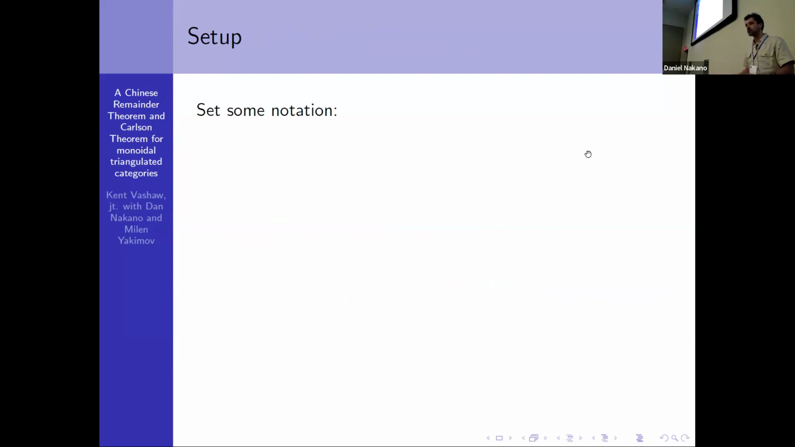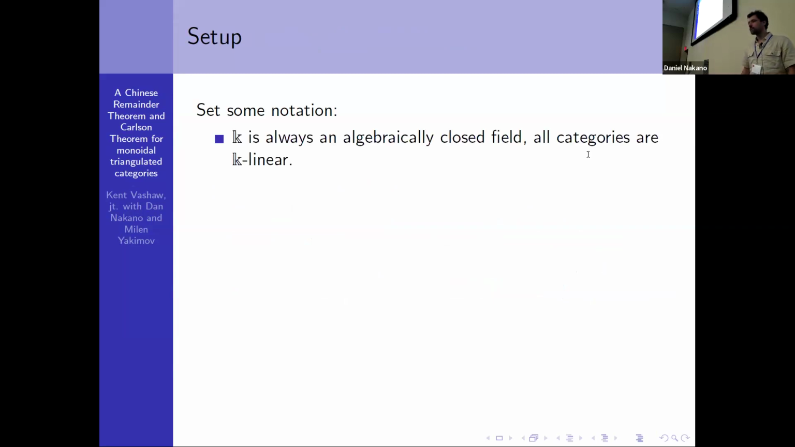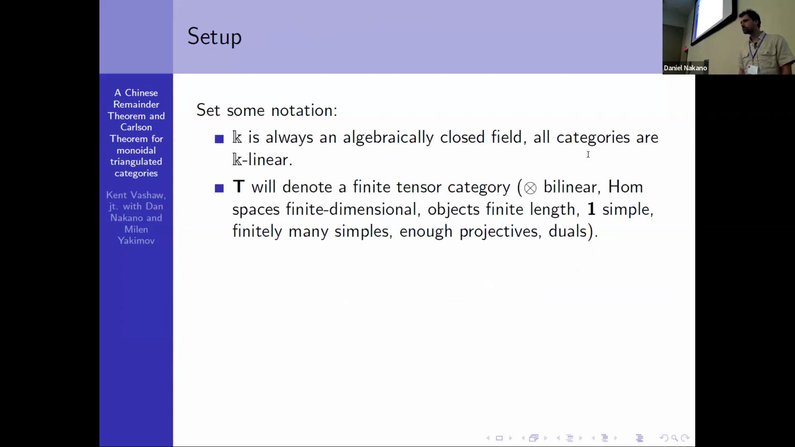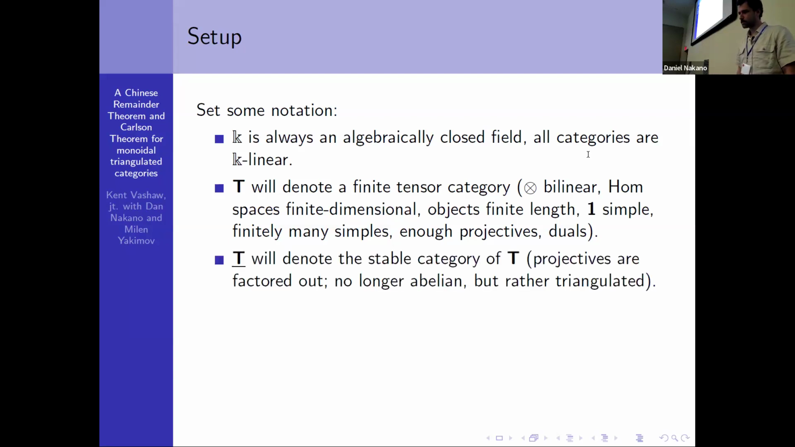So now I want to actually set some notation. K for me is always going to be some algebraically closed field. And if I don't mention it, all categories are going to be assumed to be linear over this field K. T is going to be a finite tensor category. Just to remind you the definition, it means we have some bilinear tensor product. We have this finiteness property, so Hom spaces are finite dimensional, and we have finitely many simples and enough projectives. We also have every object is finite length. And we have a rigidity assumption, so every object has a left and a right dual. And lastly, the unit object is simple.